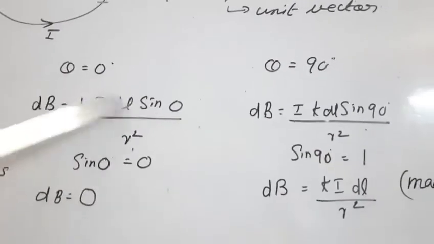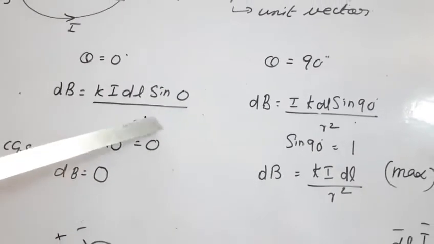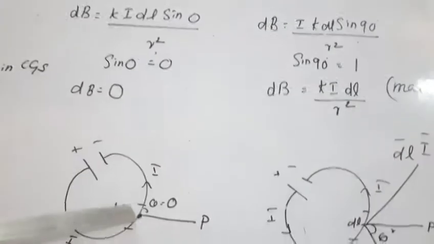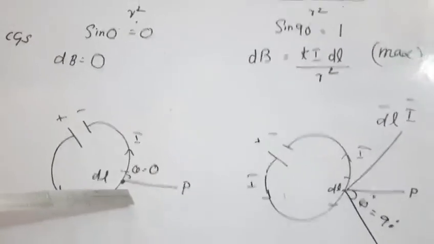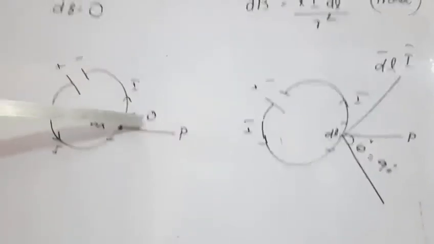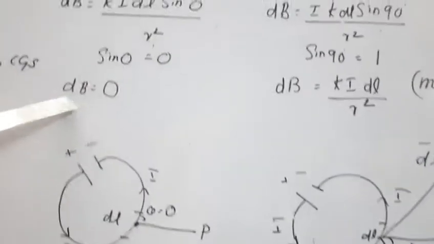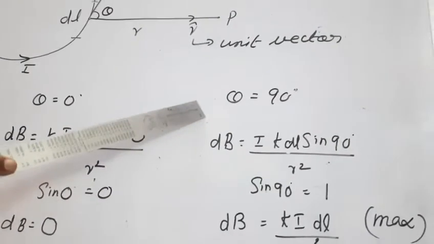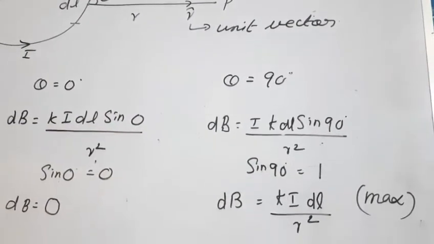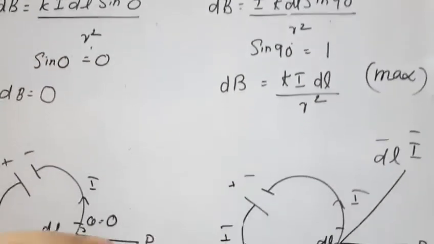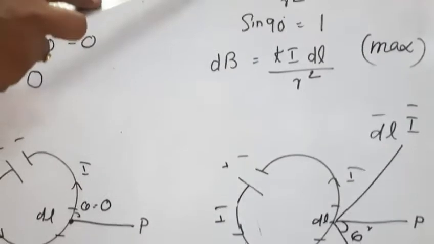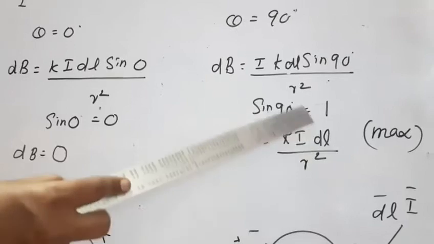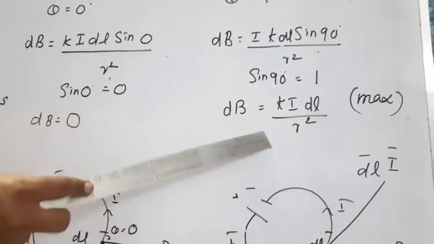Suppose theta is 0. In the same diagram, theta 0 means the point P at which we are calculating is on the line of the conductor. Therefore sine 0 is 0, and the total dB value equals 0. Next, when we substitute theta equal to 90, the angle is like that, and sine 90 is 1. Therefore, dB vector equals k into I dl n cap divided by r square. This is the maximum value.